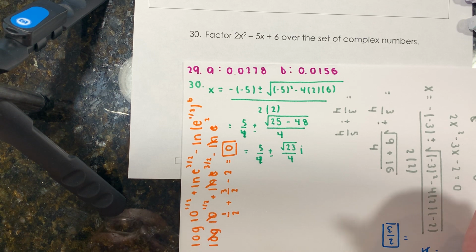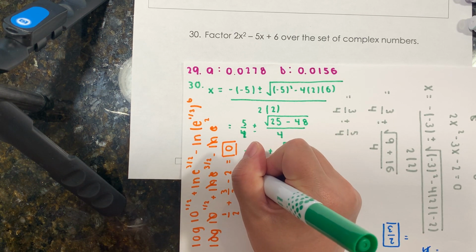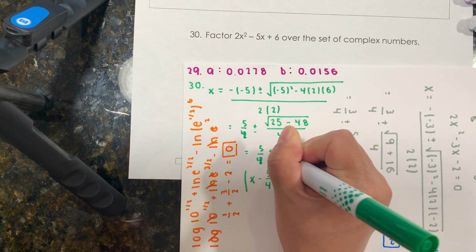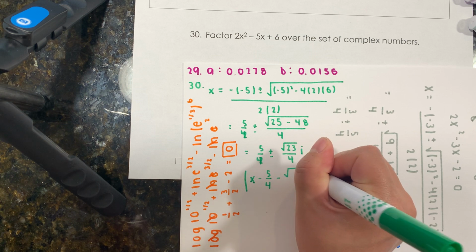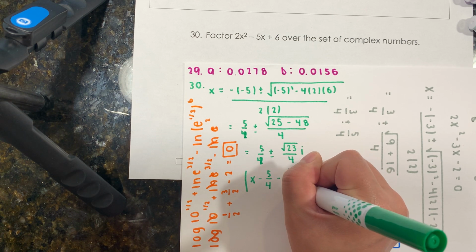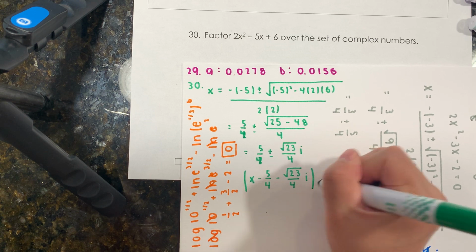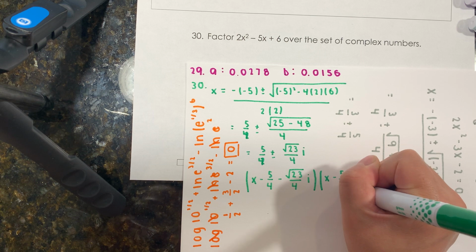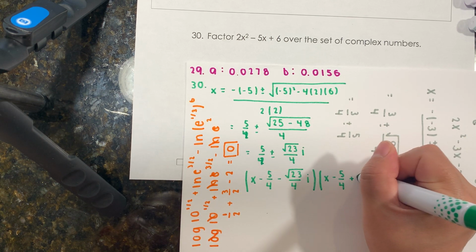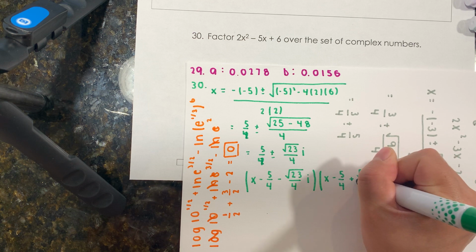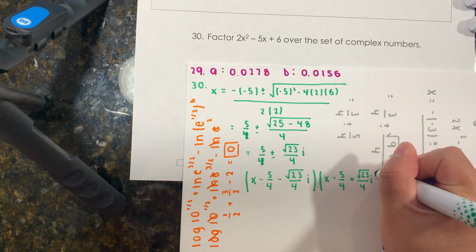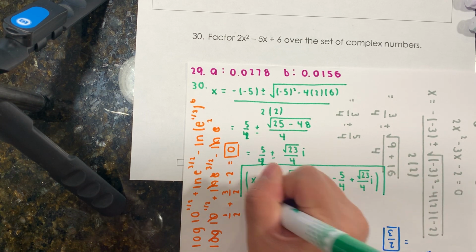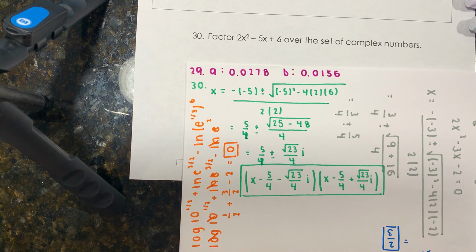So when you plug it into x minus root times x minus root, the signs are going to change. So it's going to change from positive 5 over 4 to negative 5 over 4. The positive root 23 changes to negative root 23 over 4. And then again, 5 over 4 changes to negative 5 over 4. And then negative root 23 changes to positive root 23 over 4i. And that is what it means when it says to factor over the set of complex numbers.